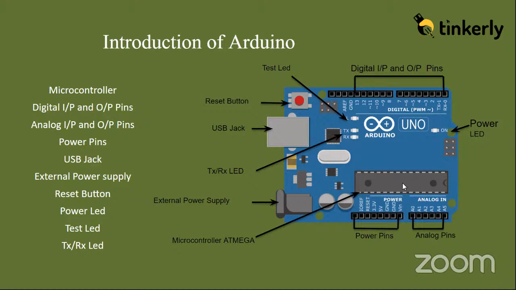Now another is the external power supply. With the help of a battery, we can give power externally. Another is the transmitter and receiver LED. If some input is being received, this LED will blink, and when transmitting, this LED will also blink. Now there is a USB jack, which we can connect to our laptop or computer, and this is a reset button.